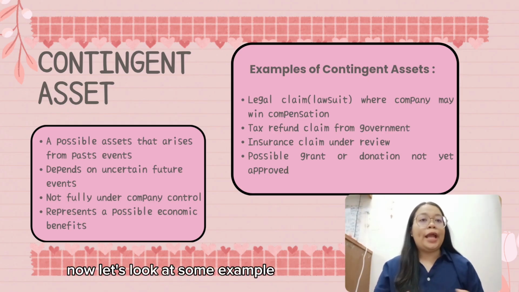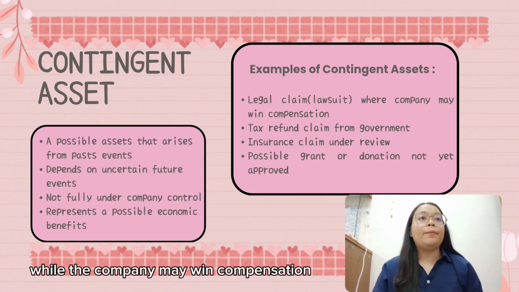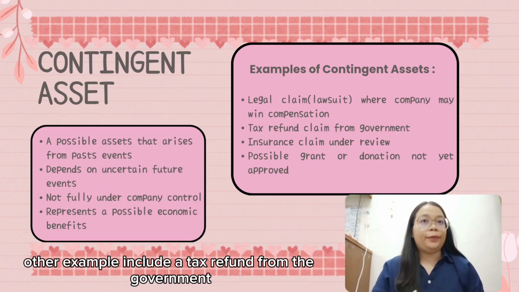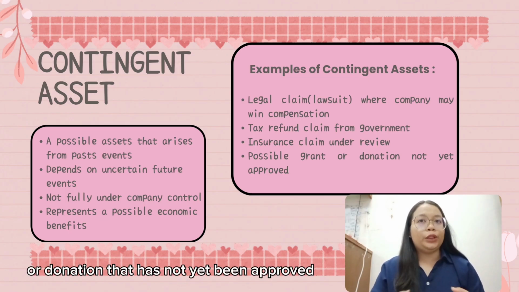Now, let's look at some examples. One common example is a legal claim or lawsuit, where the company may win compensation. Other examples include a tax refund from the government, an insurance claim under review, and also a possible grant or donation that has not yet been approved.